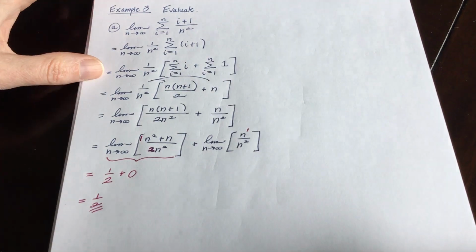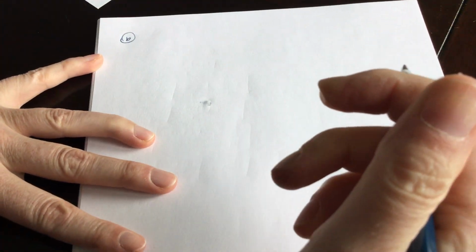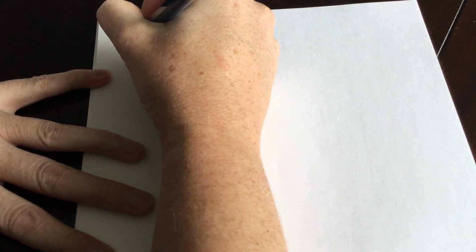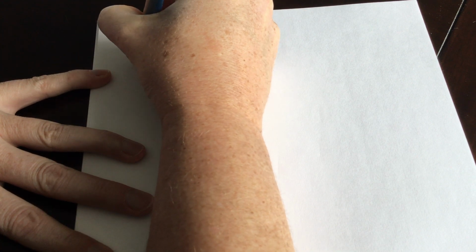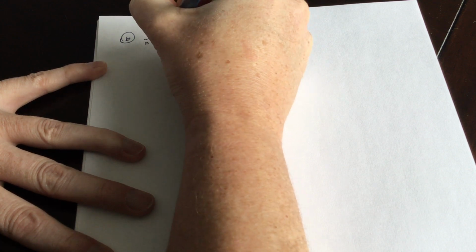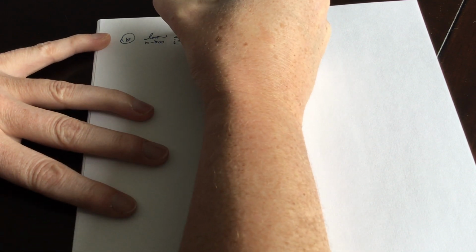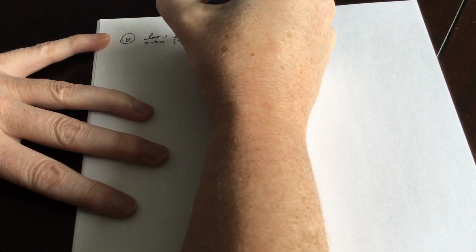Okay, same directions, just evaluate. Let's give you one that you didn't already beat to death in a previous example. So part B, let's give you the limit as n approaches infinity of the sum as i goes from 1 to n of 5i squared over n cubed. This would be a really good one to pause the video and see if you can get the answer on your own. The answer to this one should be 5/3.